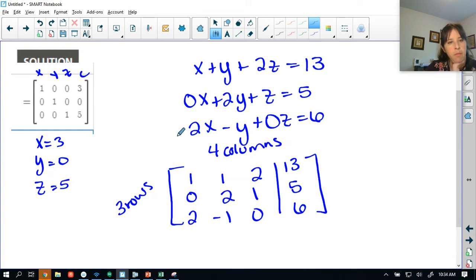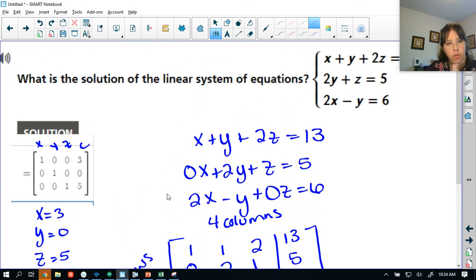I'm going to use the same matrix to do it with the graphing calculator. And then I'll show you how to do a 2x3 by hand. So I hope you enjoyed this video.